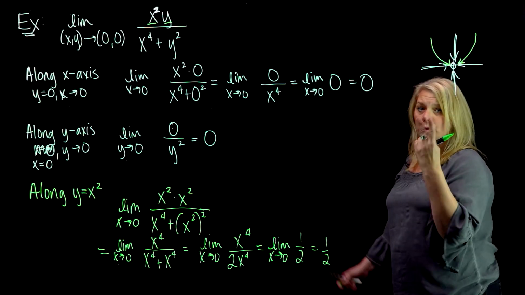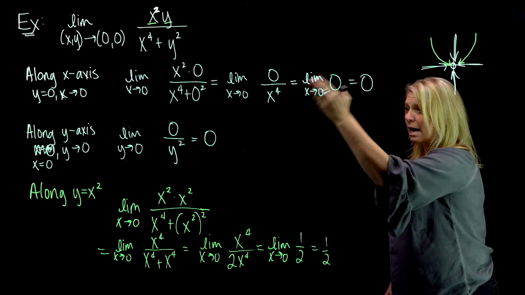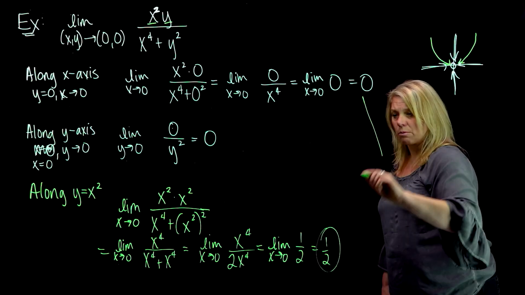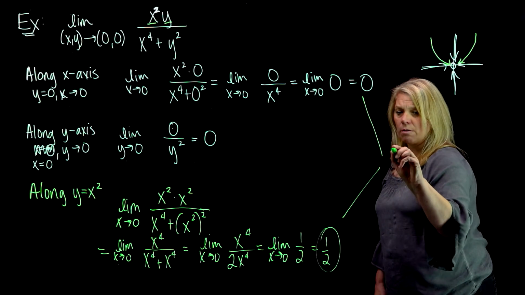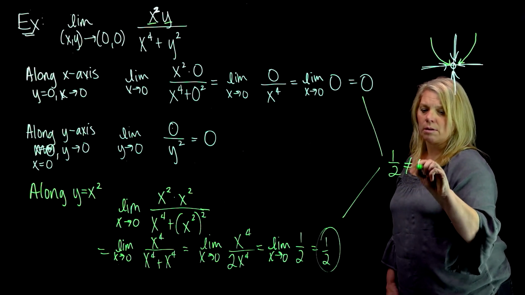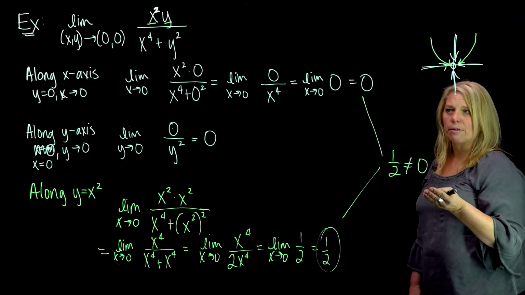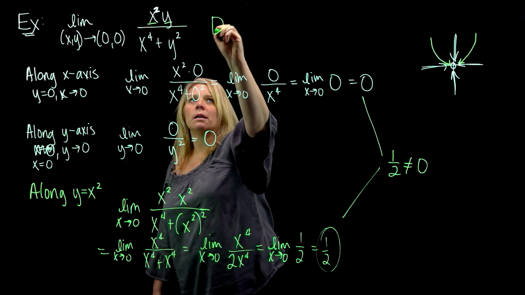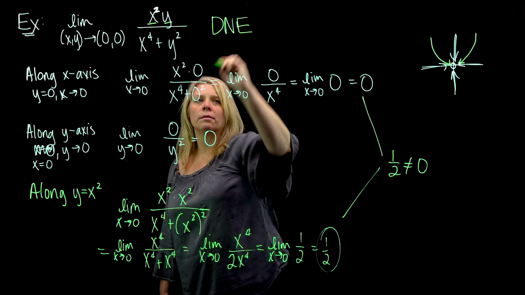I don't really need all of these paths that I chose here. I need 2 different paths. Once I got a different answer, because I have 1/2 that is not equal to either of these values, 0, I got different limits along different paths of approach, and that would show that this original limit here does not exist.